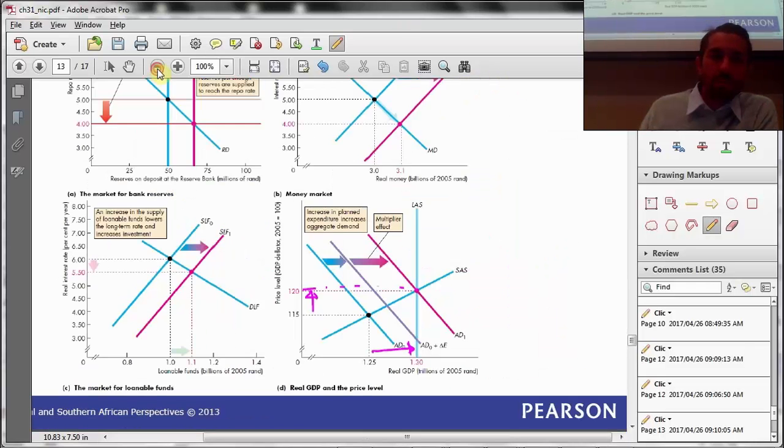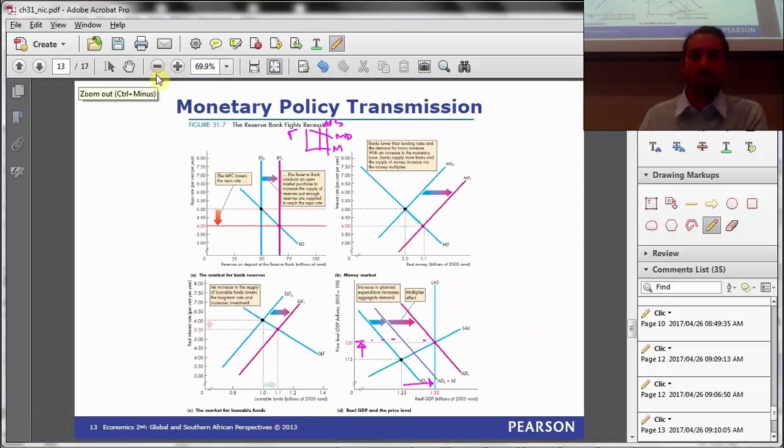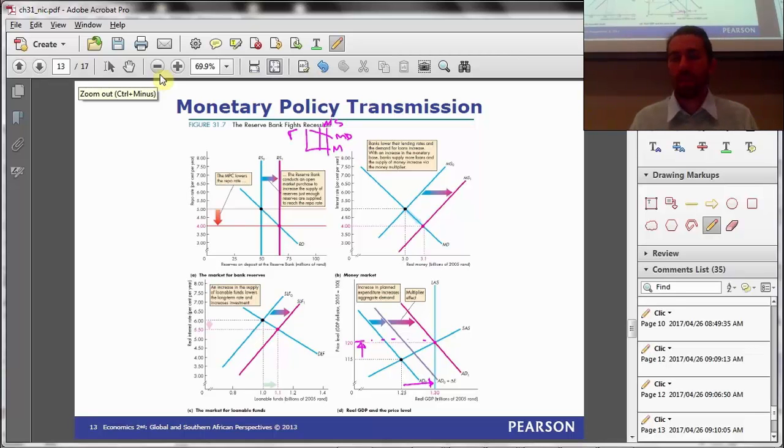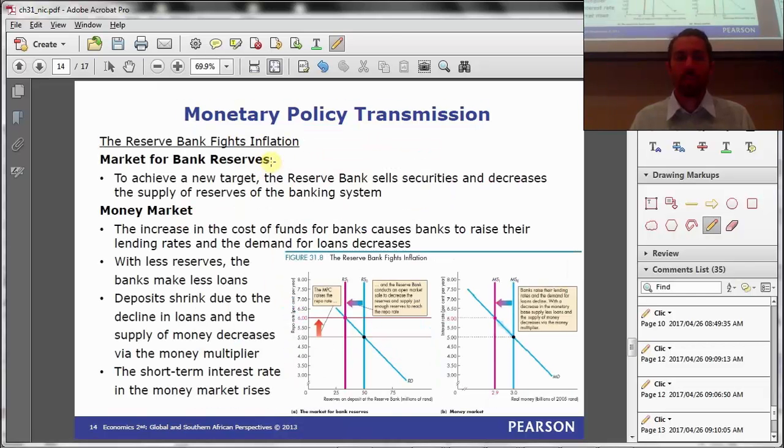There is a problem if we have something called stagflation. So with stagflation, what happens? We have a shift to the left in short run aggregate supply. We get inflation and we have a recession. If the Reserve Bank then increases the money supply, we have even more inflation. So we deal with the recession, but we have an inflationary problem.